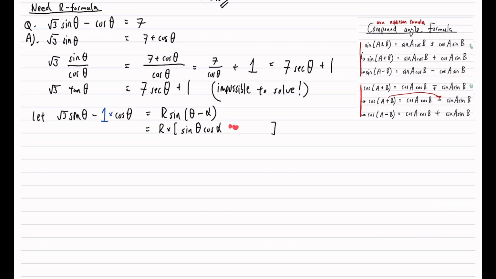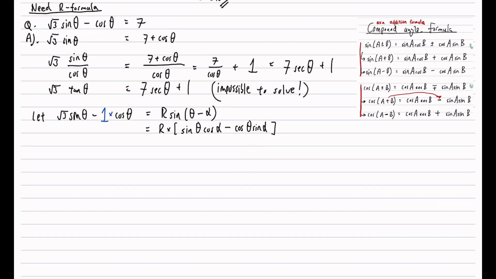tell me the rest. I will wait for you. Mic test, I cannot hear you. Can you hear me? Yeah. Sine Okay. theta cos alpha. Then cosine alpha. Wait, cosine theta sine alpha. What sign is in between? Plus or minus? Minus. Okay.